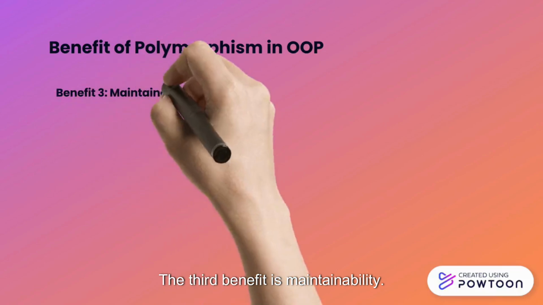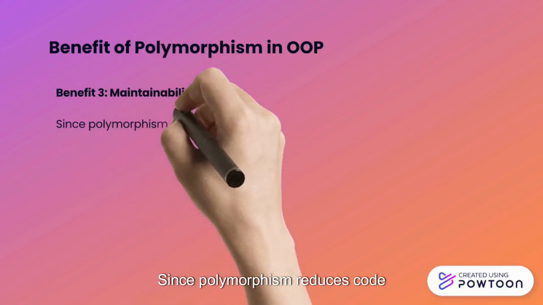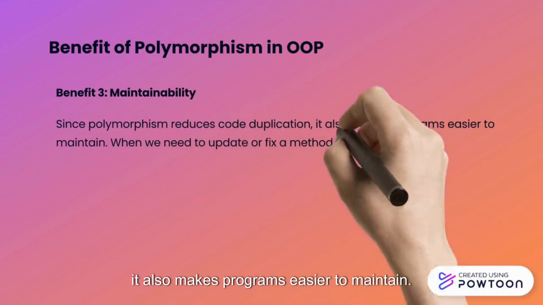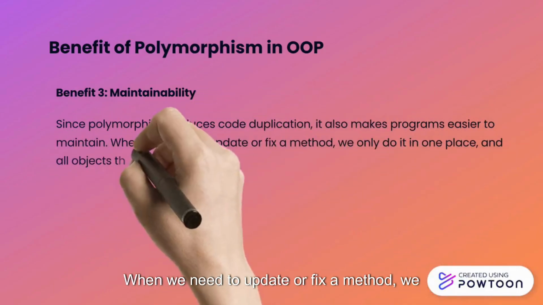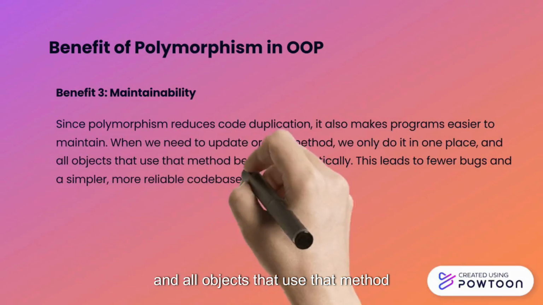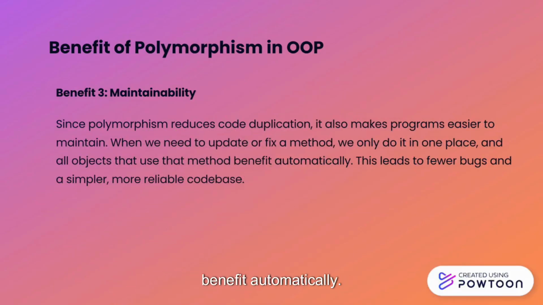The third benefit is maintainability. Since polymorphism reduces code duplication, it also makes programs easier to maintain. When we need to update or fix a method, we only do it in one place, and all objects that use that method benefit automatically. This leads to fewer bugs and a simpler, more reliable code base.